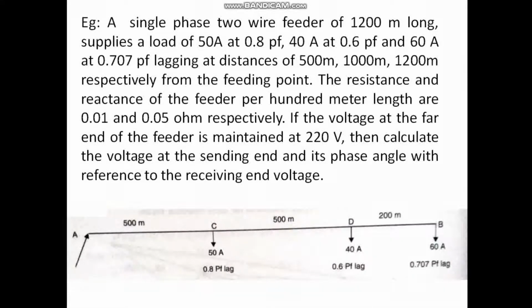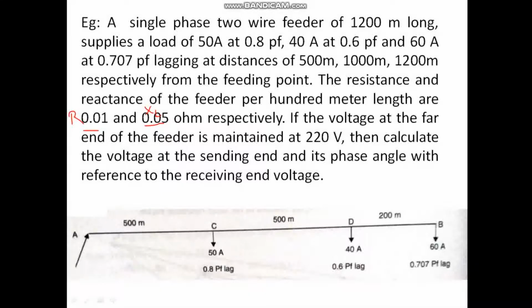Next is 60 ampere at 0.707 power factor. So we have already covered 1000 meters. Last is 200, so it is 200 meters. Now it is said that resistance and inductance, it means R plus jXL, this R is given and XL is given to be 0.01 and 0.05 ohms respectively.